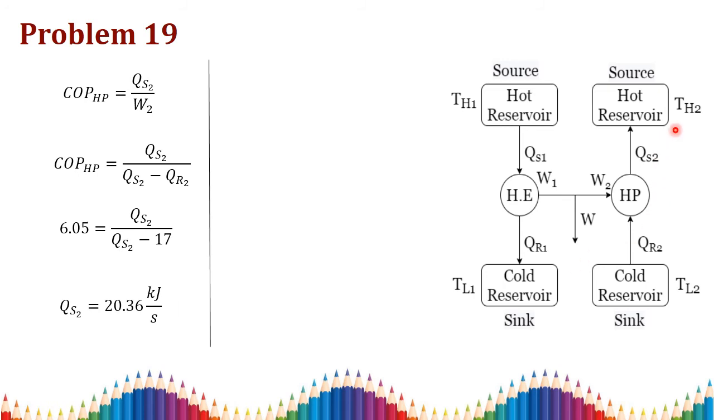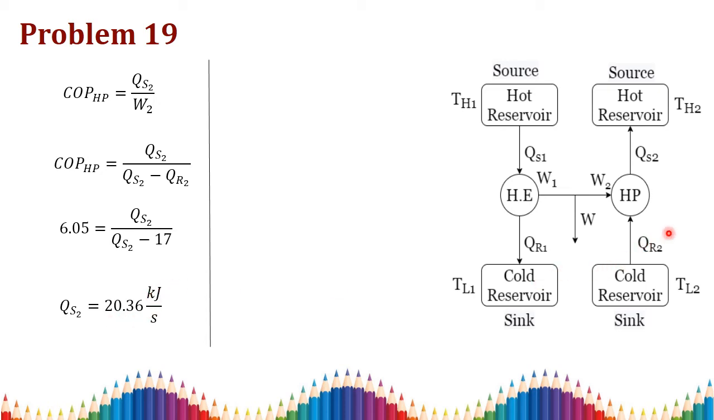We need to find the QS1 value, but we don't know QR1 either. So what values do we know in the problem? The value known is QR2. So we move on to the heat pump first, then come to the heat engine. Here we know QR2. COP of the heat pump is equal to QS2 by W2, where W2 can be expanded as QS2 minus QR2. The COP of the heat pump, from the previous slide, is 6.05. Then you can find QS2 as 20.36 kilojoule per second.